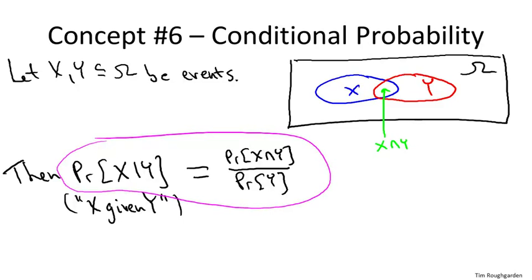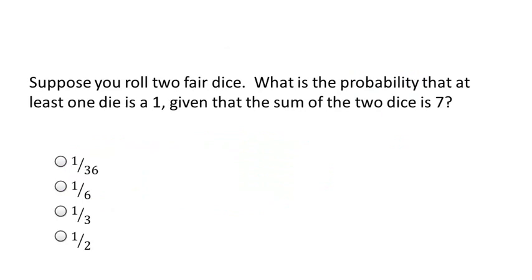Let's turn to a quiz using our familiar example of rolling 2 dice to make sure that the definition of conditional probability makes sense to you. Okay, so the correct answer to this quiz is the 3rd answer. So let's see why that is. So what are the 2 events that we care about? We want to know the probability of X given Y, where X is the event that at least one die is a 1, and Y is the event that the sum of the 2 dice is 7.